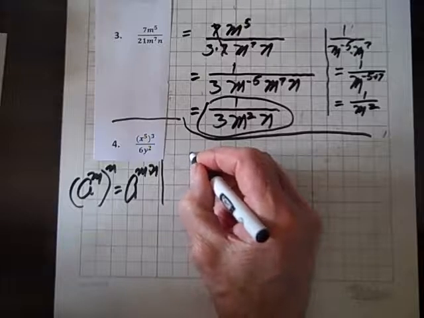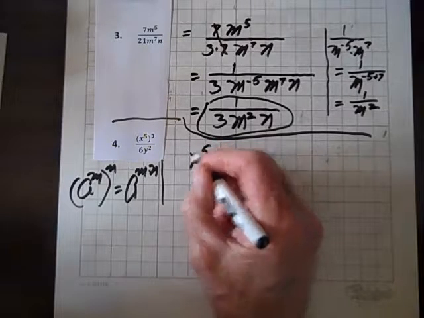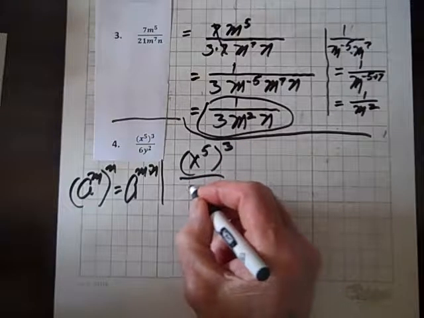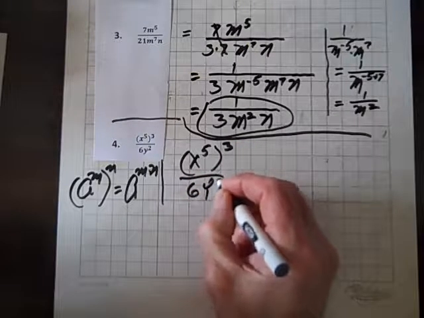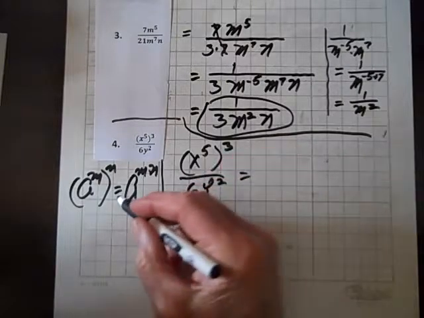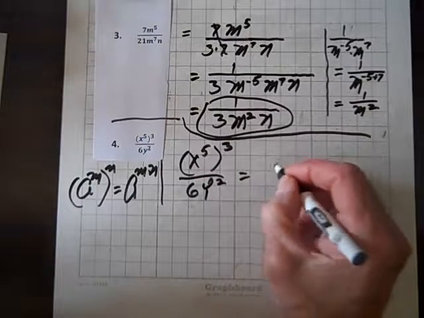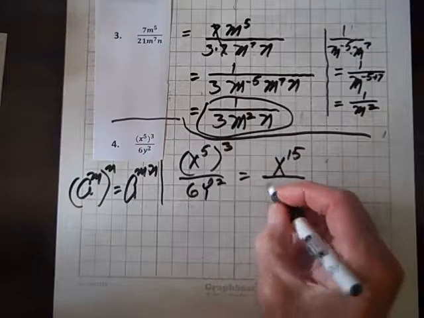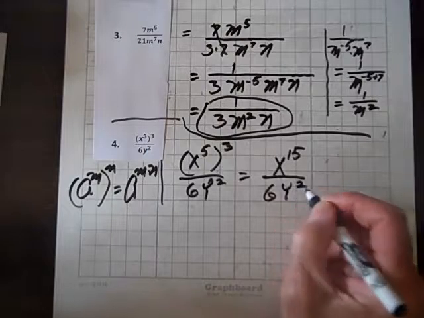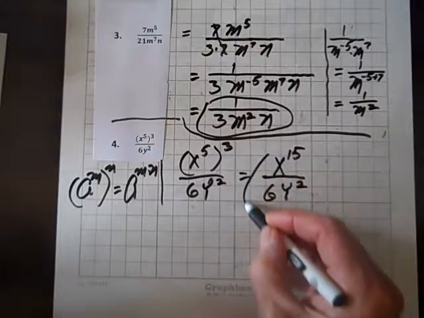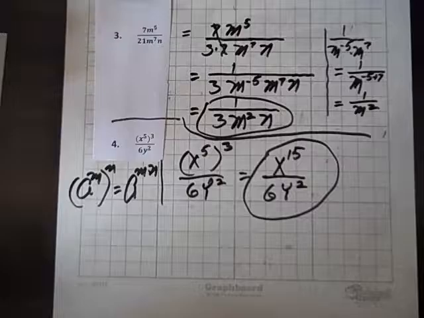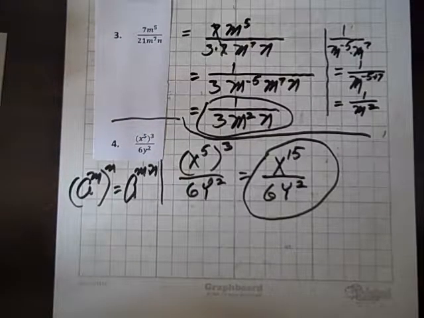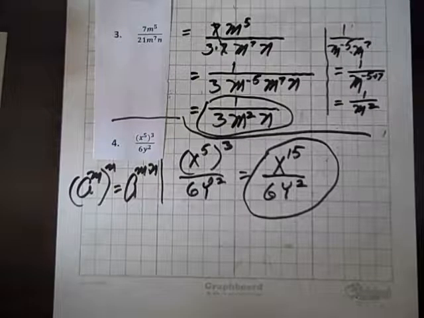So we have x to the 5th cubed over 6y squared, which equals, now according to this rule, we just multiply the exponents, x to the 15th over 6y squared. We have no other like terms. We're done. So please review those because we will need those techniques frequently.